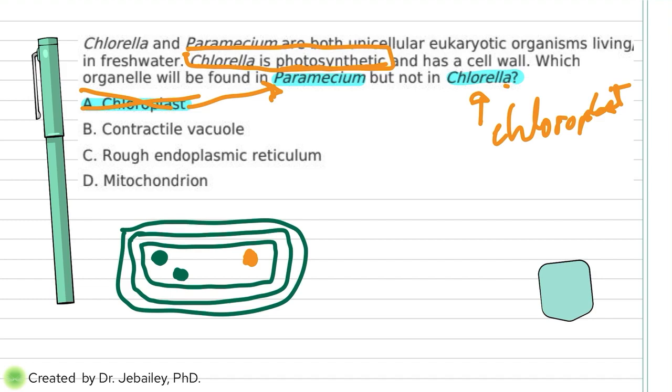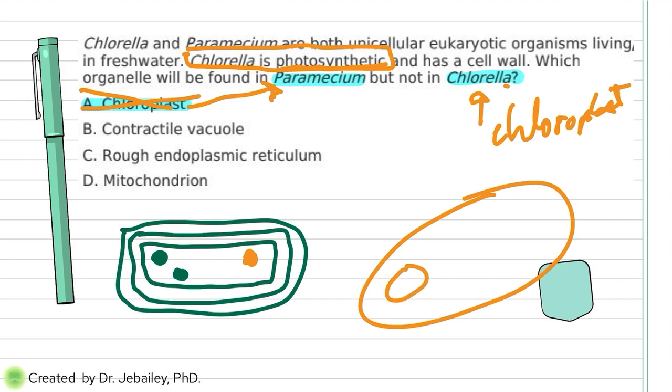Contractile vacuole. Paramecium usually has a contractile vacuole because this is where it does its work. It has a vacuole, as you may remember, that looks like a drawing like this, and this vacuole is doing the homeostasis. Now, does chlora have a contractile vacuole? Even if you don't know, let's continue. Here you start having doubt. This is where students usually have doubt.